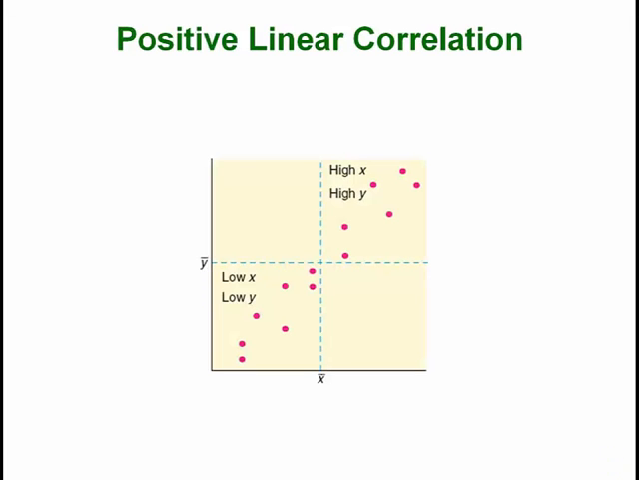Well, what two things can happen? We can have a positive linear correlation, where x increases and y increases. So as the value of x moves to the right, which is our positive direction, the values of y move up, which is our positive direction. So we have a positive linear correlation.